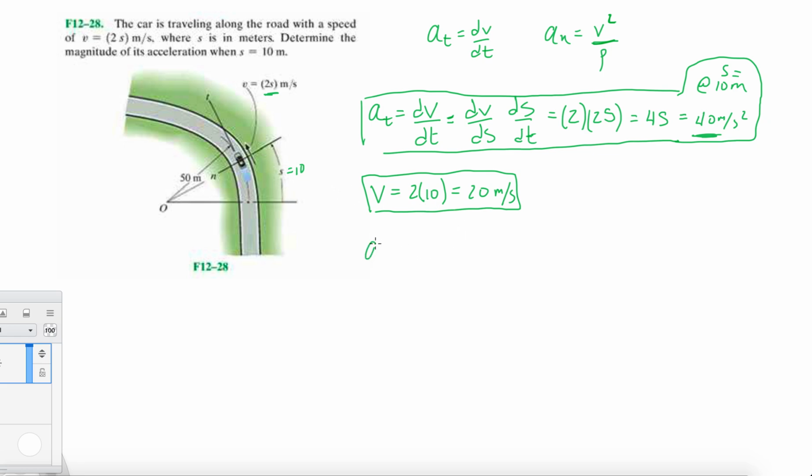And now we can just easily find the normal component of acceleration, which is going to be v squared over rho, which is 50. I love when problems just give you rho and you don't have to look for it, but we're going to have to look for it pretty soon. So v squared is 400, divided by 50, and this is 8 meters per second squared.